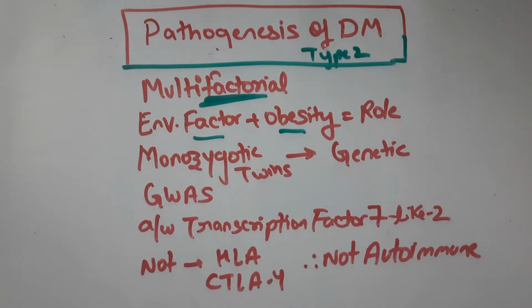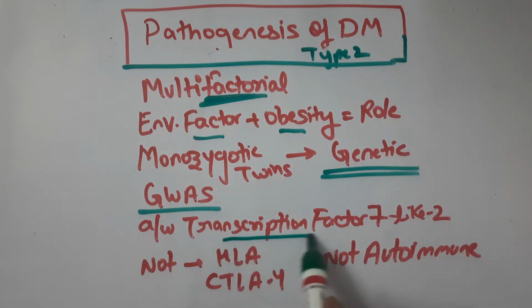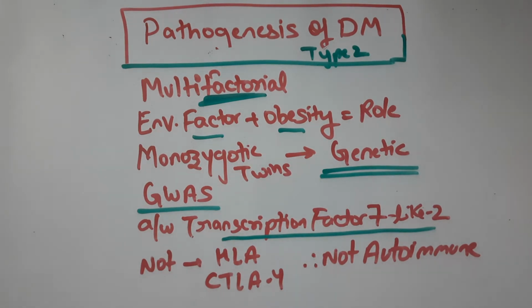Then in the monozygotic twin, there is again high concordance rate. So it suggests that there is a genetic basis for type 2 diabetes as well. If we see genome-wide association studies, then there are polymorphisms in genes which are associated with beta cell function and insulin secretion. It has been found. Then in the pathogenesis, you can also see the association of transcription factor 7 like 2, which is present on chromosome number 10q. This transcription factor is involved in the WNT signaling pathway.